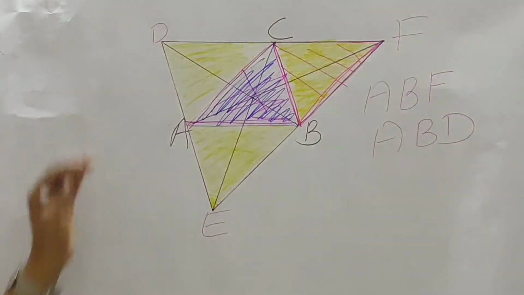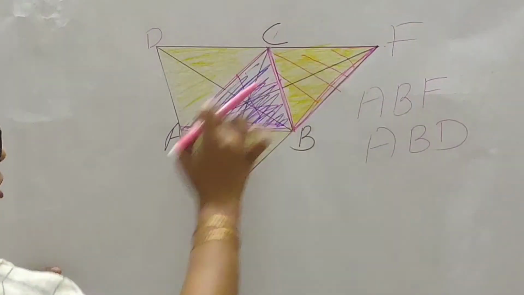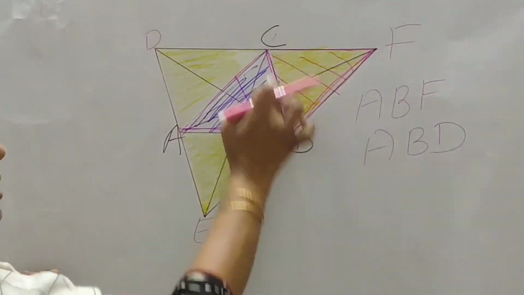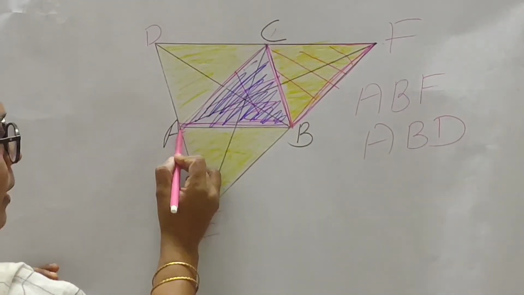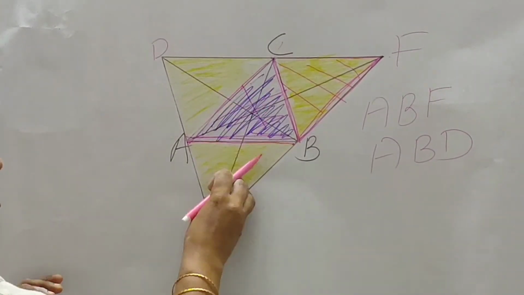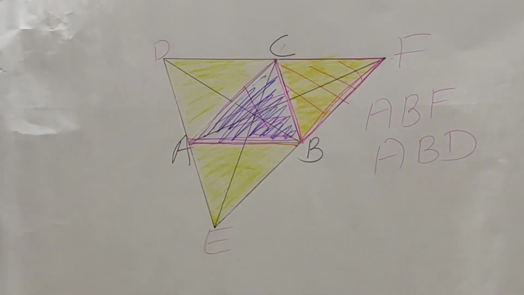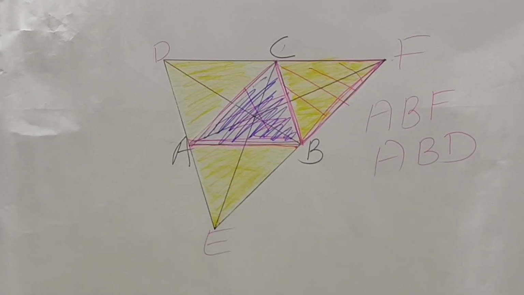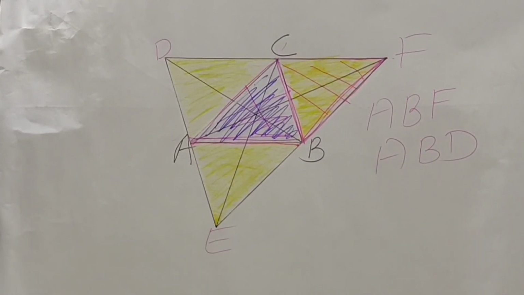And the same way, here also we get a parallelogram, that is AEBC. This is also a parallelogram, and AB is the diagonal. So these two triangles are also equal. And the same way here also. So we can get three more triangles having equal area, and they have equal measures also.